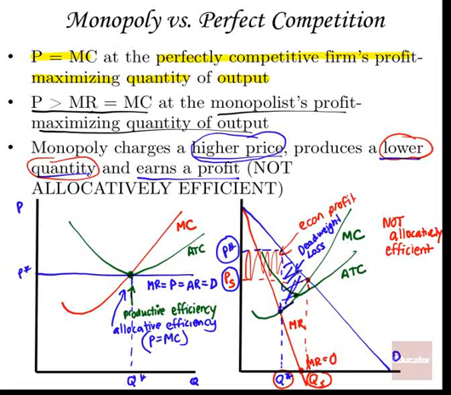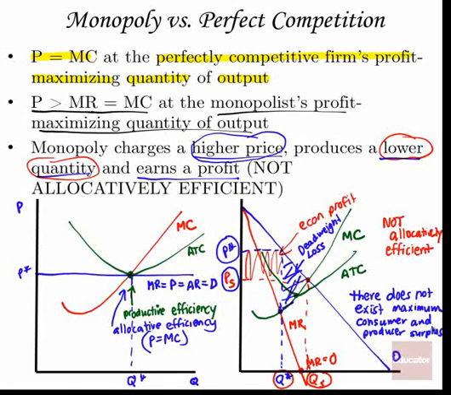A third way of describing that it's not allocatively efficient is that there does not exist maximum consumer and producer surplus. Kind of an awkward way of phrasing it, but if it was allocatively efficient, you would maximize consumer and producer surplus. But since it doesn't, then you basically lose some surplus, either on the consumer or producer side.